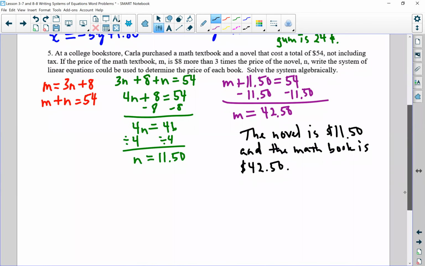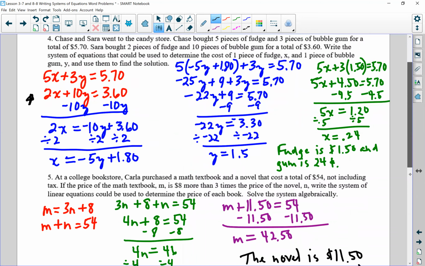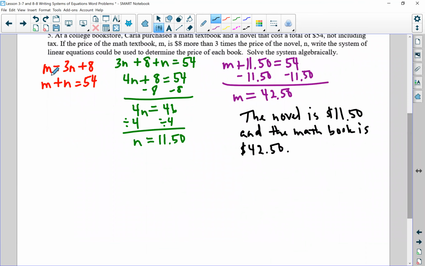And this last one is very straightforward, except this time I left the M and the N in there to show you that you don't have to have X and Y, and you can still do it very easily. So the math book is 3 times the novel plus 8, and M plus N equals 54. So I just substituted there, and hopefully you got that the novel was $11.50 and the math book is $42.50.